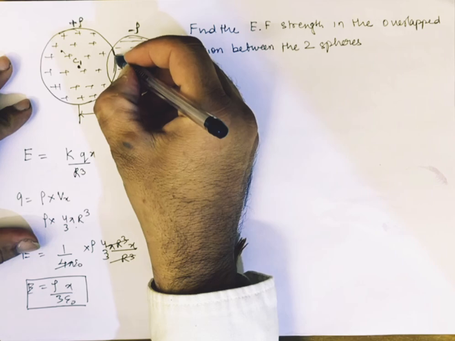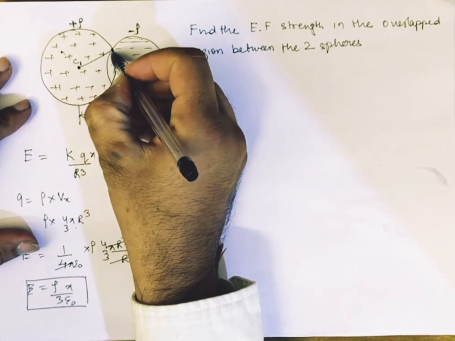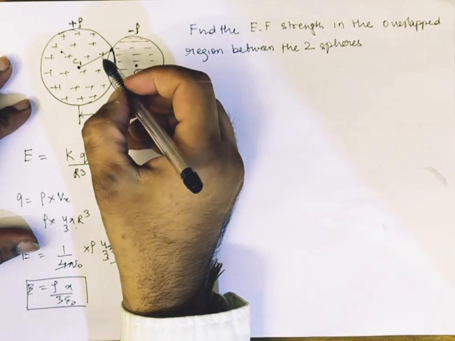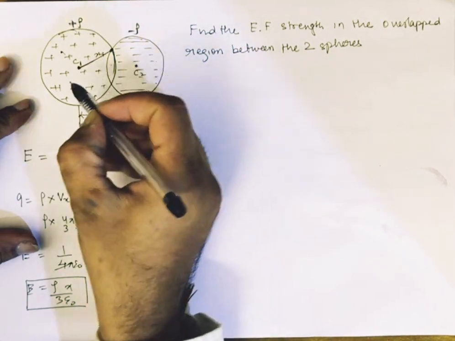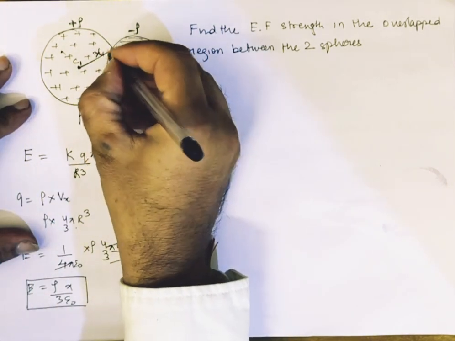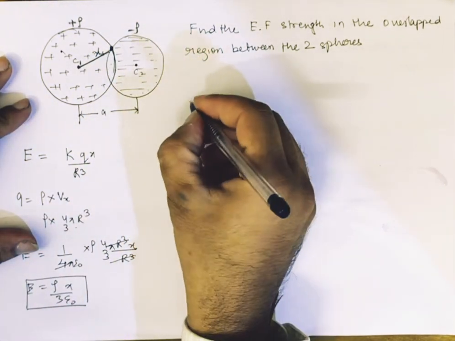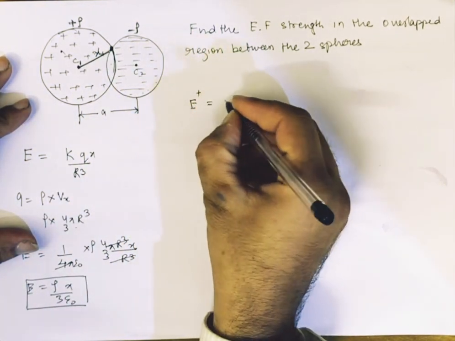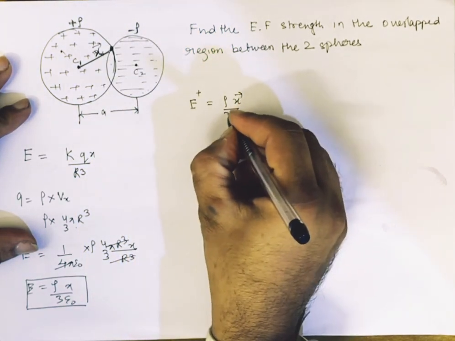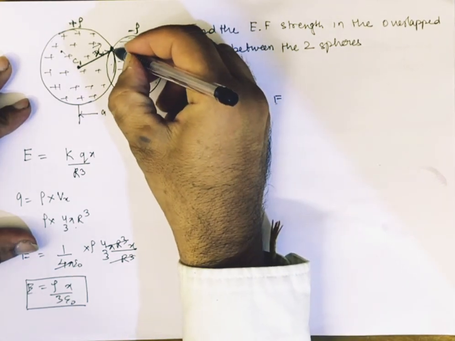So to find the electric field at this point inside, I'm taking the electric field in the overlapped region between the two spheres. This distance a is given to us. So I'm finding the electric field at this intersection point. What can I write here? Electric field due to the plus region will be rho, I'm calling it x vector, x by 3 epsilon, just like this. And for the negative region, the arrow would be inwards.